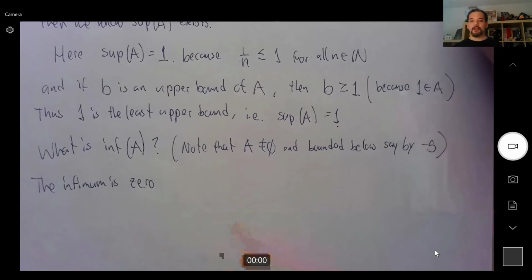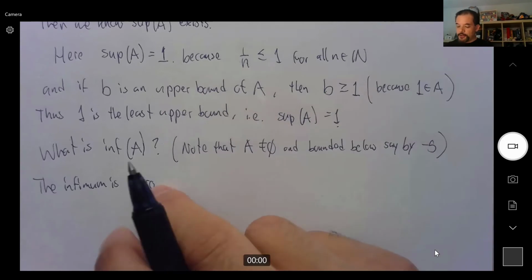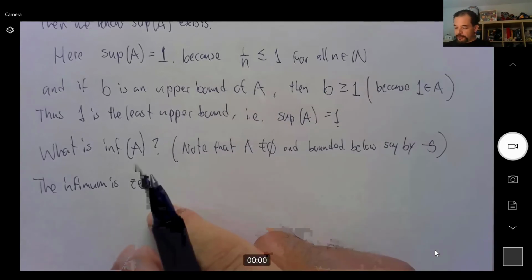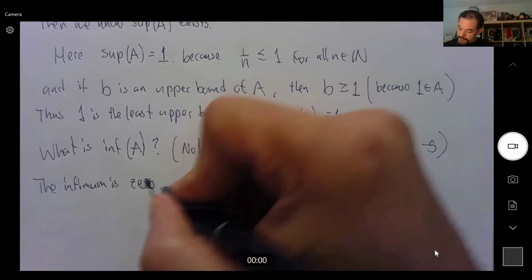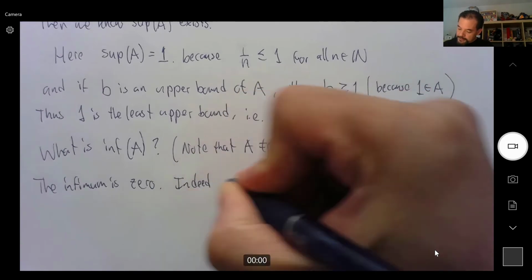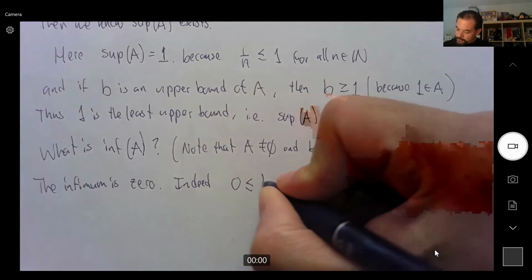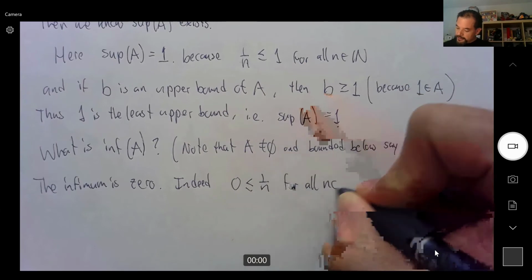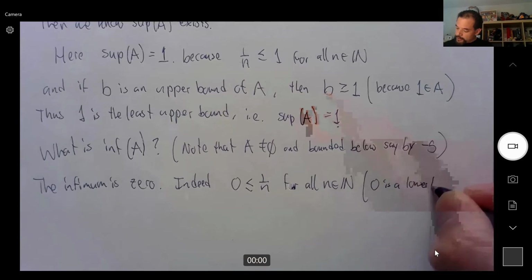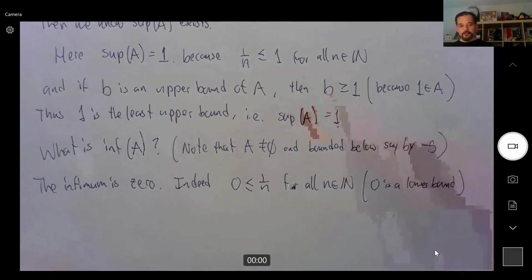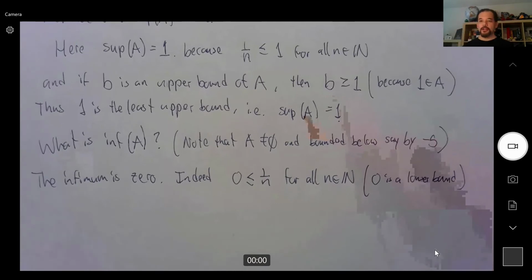I mean, I can, but we're going to go over some propositions that will help you argue these in a better way. Now, I can argue that it is a lower bound, right? The infimum is 0. Indeed, 0 is less than or equal to 1/n for all n natural number. So that means 0 is a lower bound. But what I cannot yet do, or don't want to at this point, is to show you that it is the greatest of the lower bounds. I could, but like I said, we're going to wait a little bit more to argue.